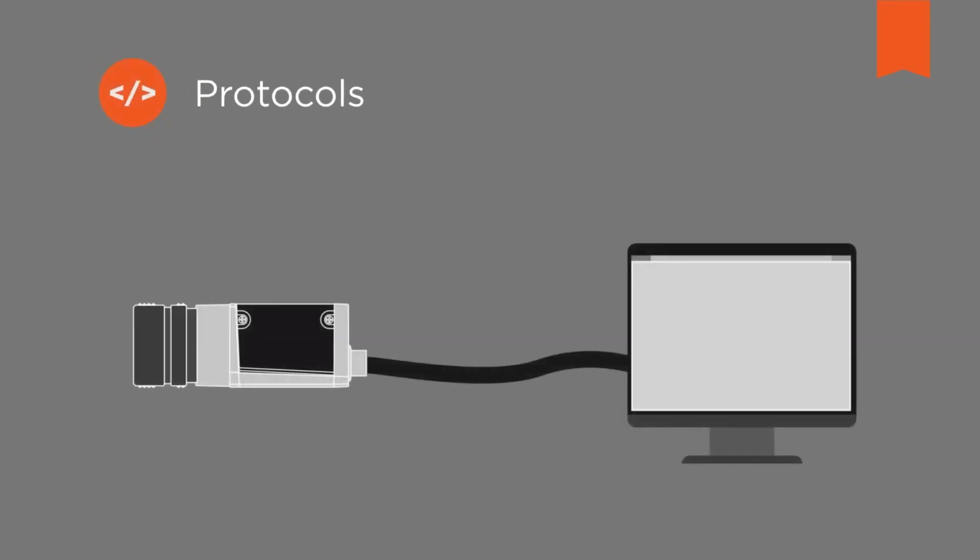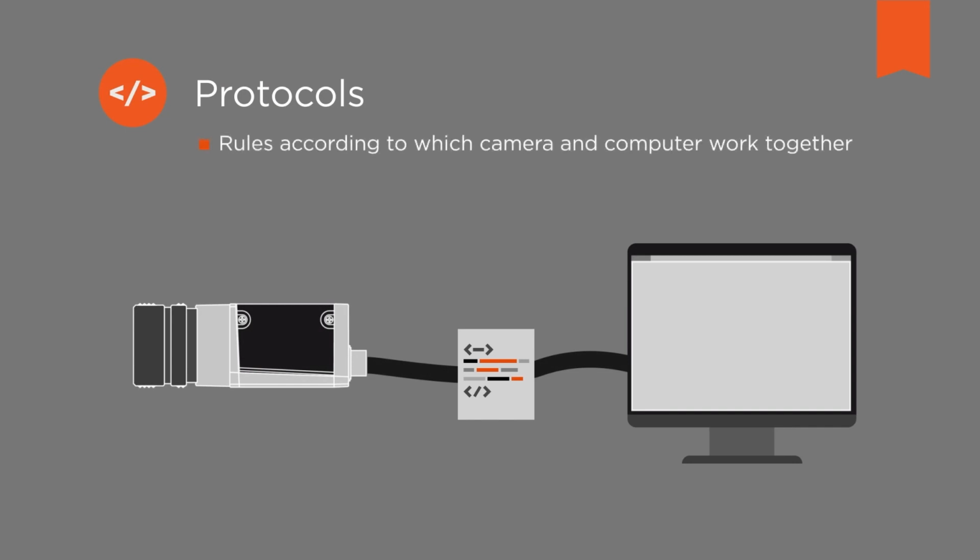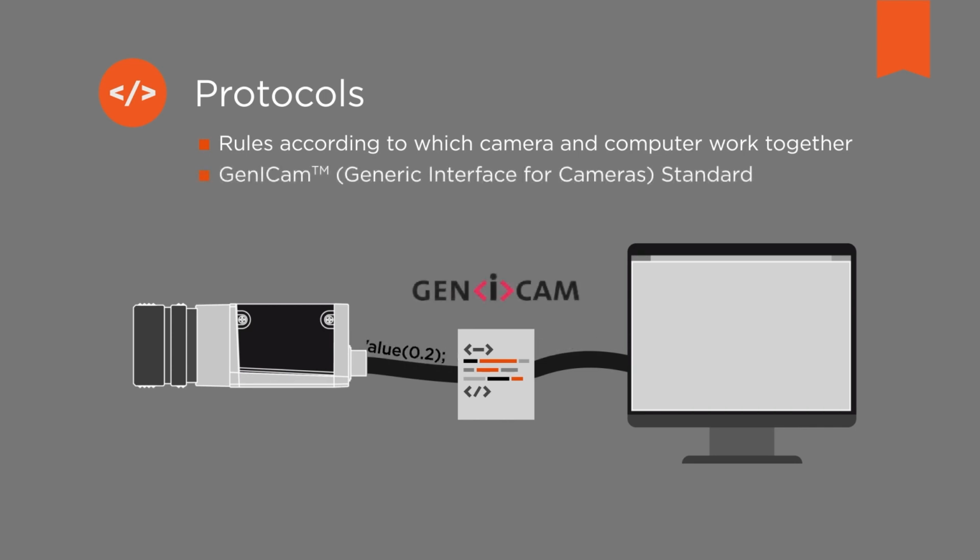Transmitting image data from the camera to the image processing computer quickly and reliably is not a trivial task. Here too, software components play an important role by implementing the rules, also known as protocols, according to which the camera and the computer work together. A well-known standard for such protocols is GenICam.